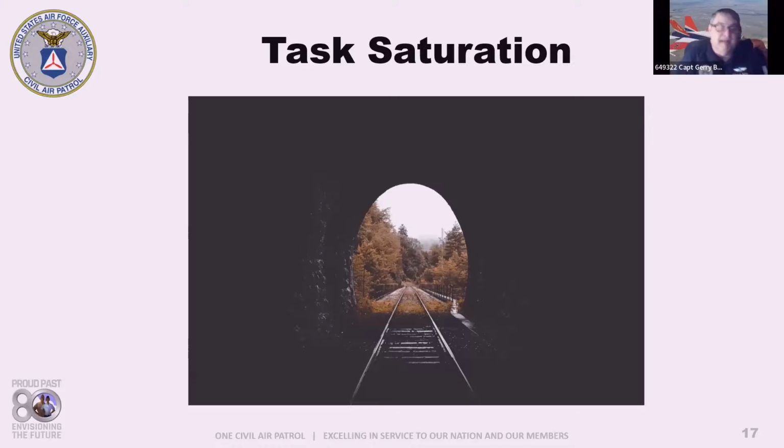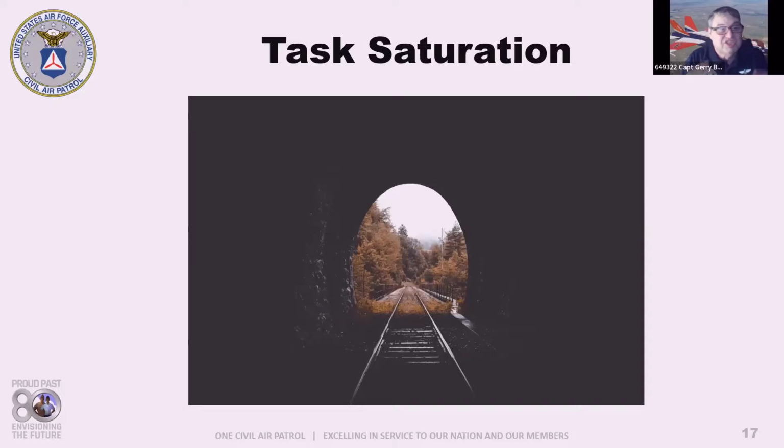Exactly. No, but absolutely. That's an excellent example of what can happen in a given situation. And yes, task saturation, stress, any of these can lead to that inability to function. And when we get to that point, whether through task saturation or stress, then what we need to do is just say, knock it off. We're going back to mission base.